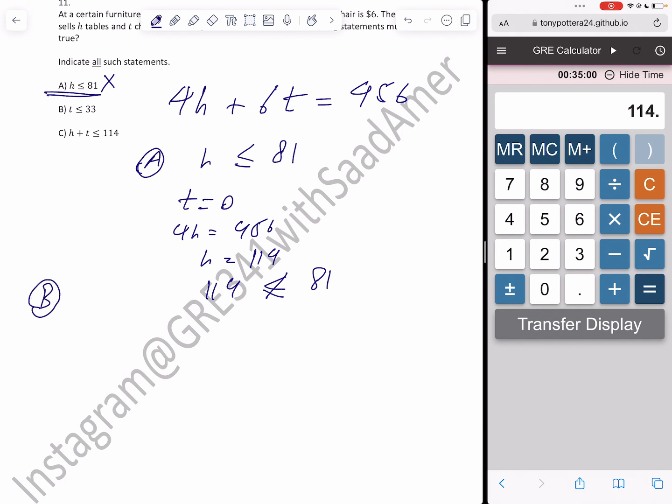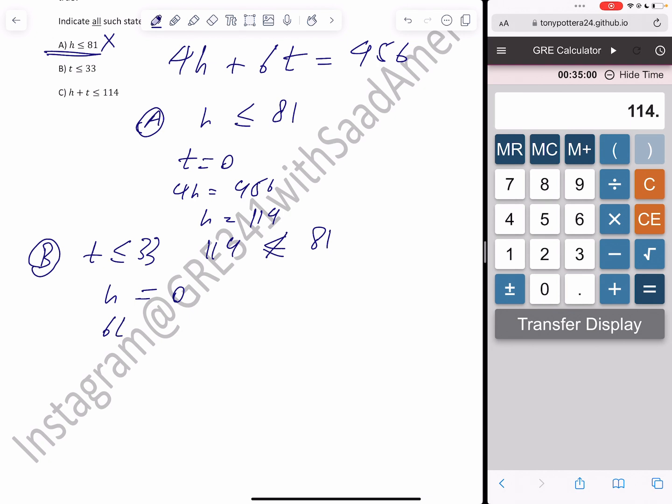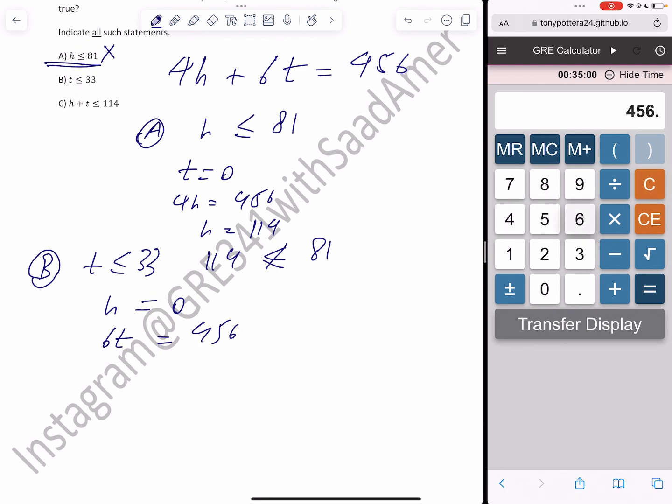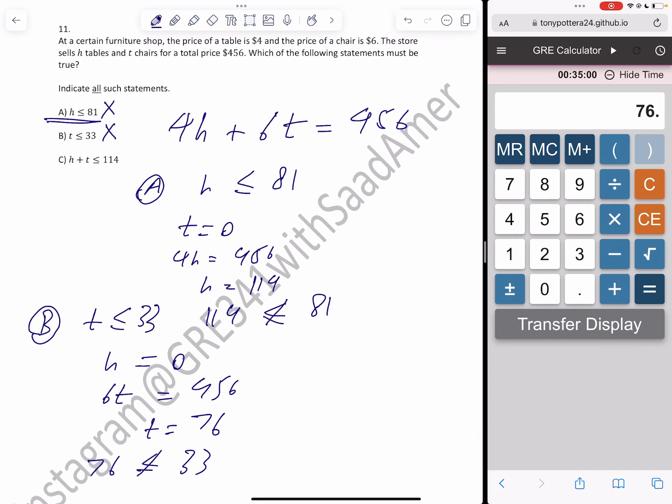Let's check option number B. T is less than or equal to 33. We can just reverse it. Let's say he sells no tables. Let's say he sells 0 tables. H is equal to 0. So 6T would be then equal to 456 without any tables being sold. 456 divided by 6, T would be equal to 76. And 76 does not satisfy this inequality of being less than or equal to 33. As a result, option B is also wrong.